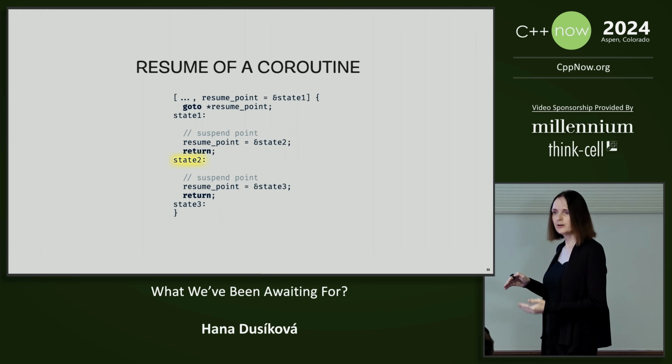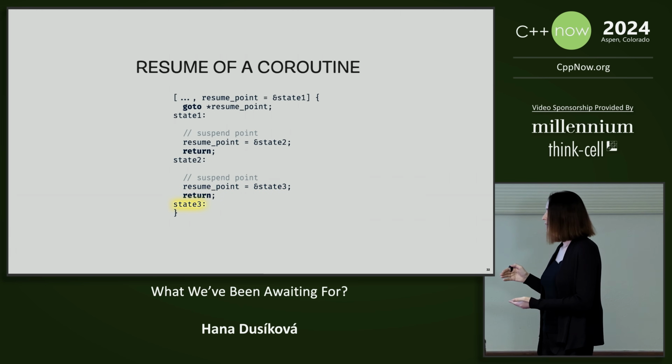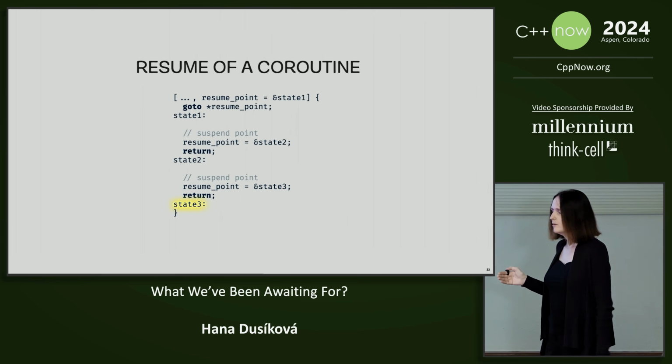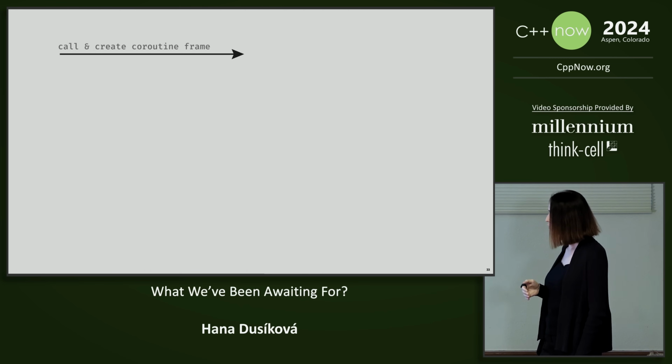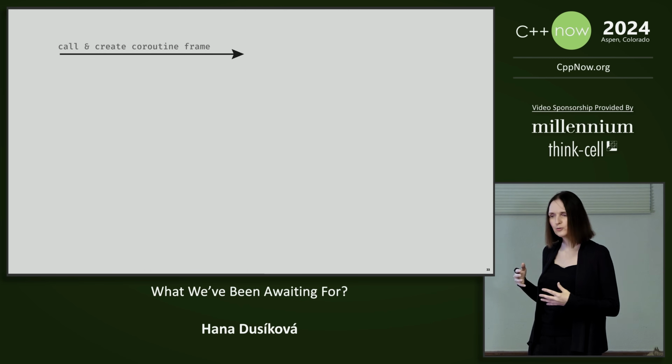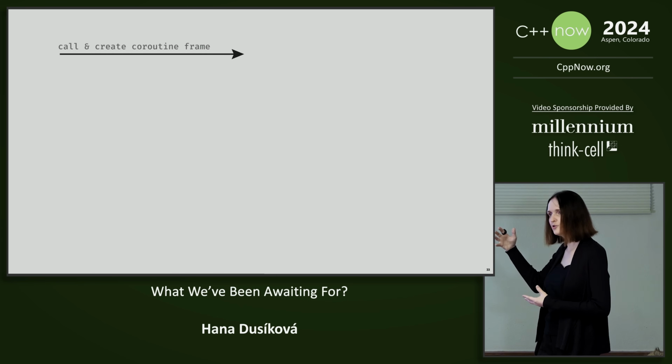And then when you get resumed, you will do some code, remember the next suspension point, store it, and maybe it's just at the end and that's all. So if you call a coroutine, it will create the coroutine frame I showed you.